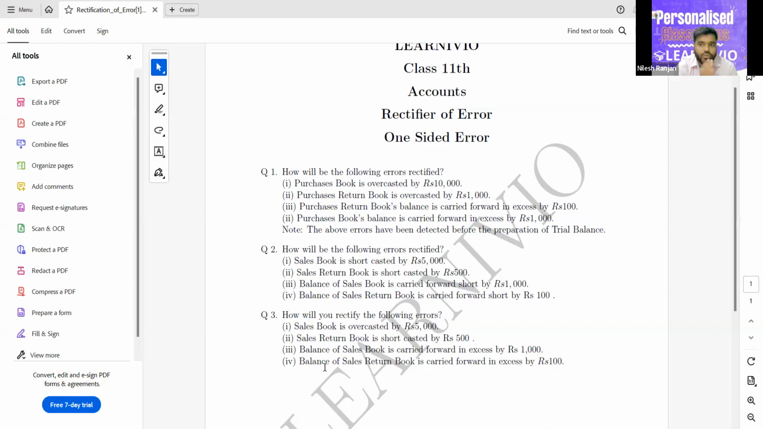You have to solve some portion of this one-sided error, because if you solve some portion, then you will understand how it will be done. There are some different types of errors. So not only this, there may be wrong posting of amount, wrong balancing, totaling, and omission of entry. Like these things will be one-sided errors given in the portion. So you will solve the portion, then you will know how to solve every type of portion in this case. Okay.